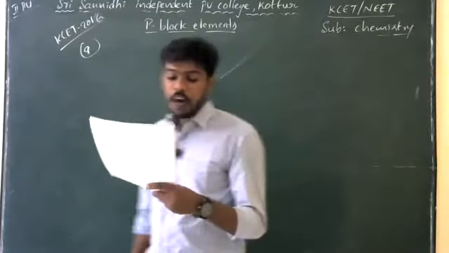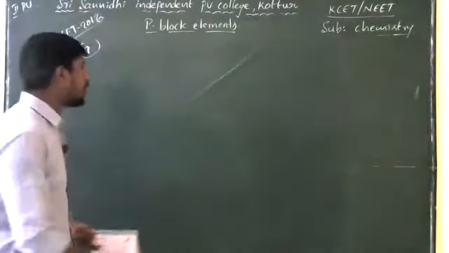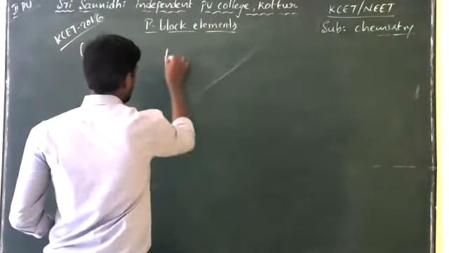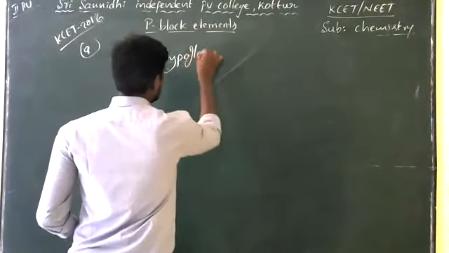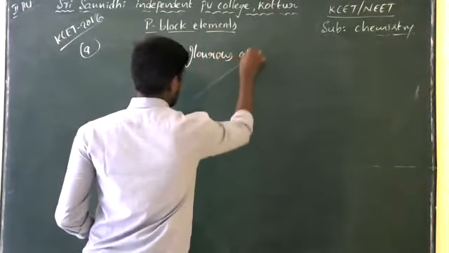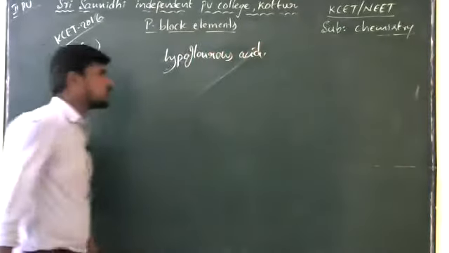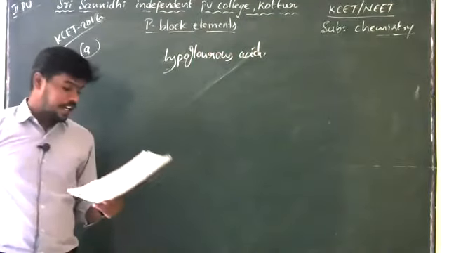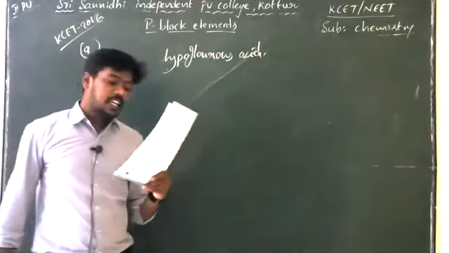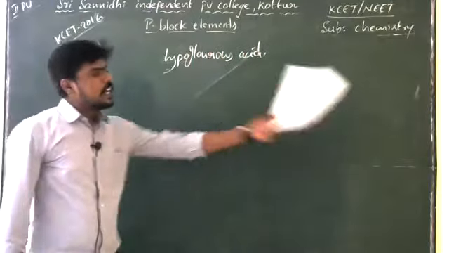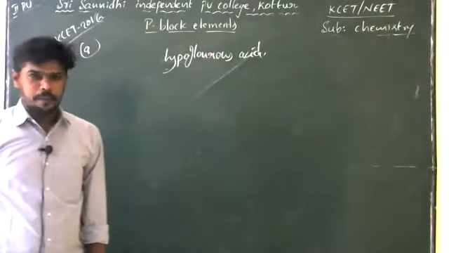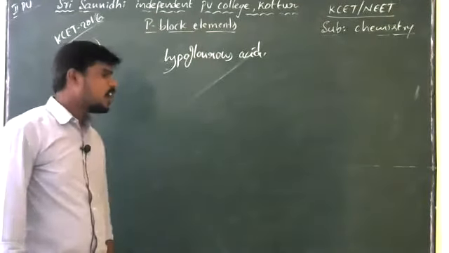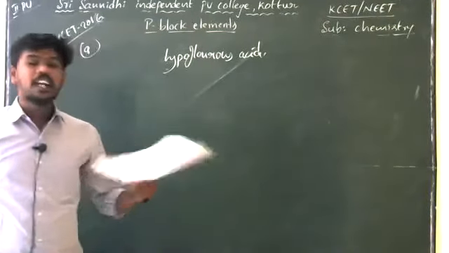Next one, it forms only one oxo acid, right? Chlorine can form only one oxo acid, that is nothing but hypochlorous acid, in the case of fluorine. And also it has the highest electronegativity. Compared with all the elements in the modern periodic table, fluorine has the highest electronegativity, so that is also correct. So the answer is the last one.